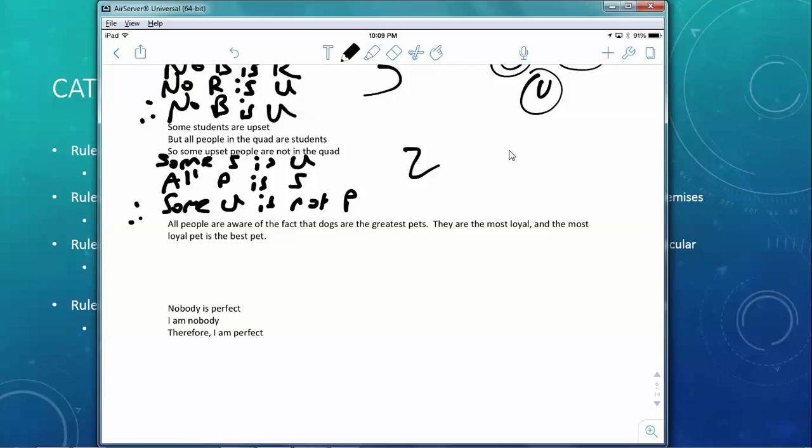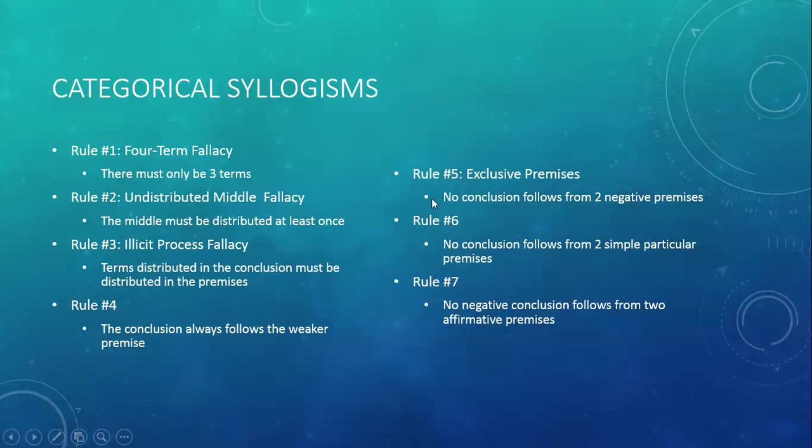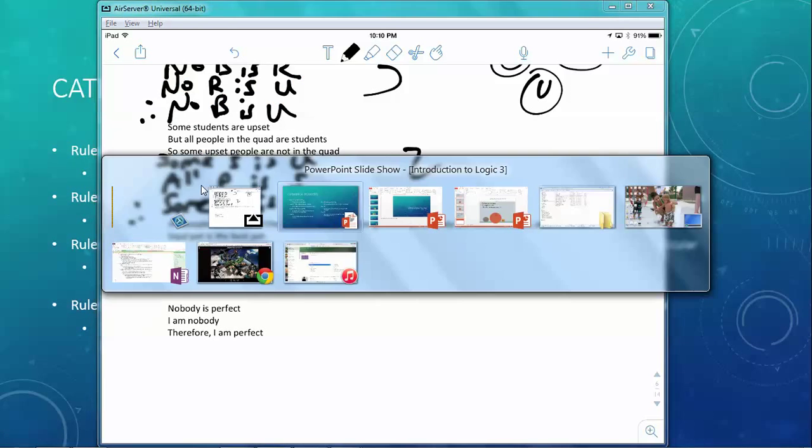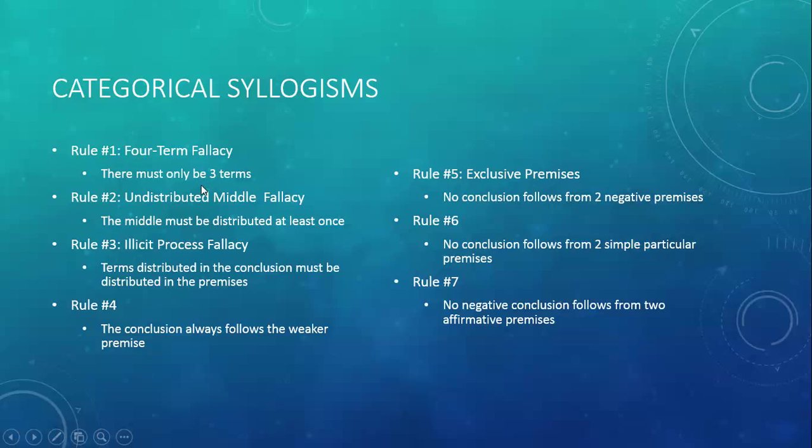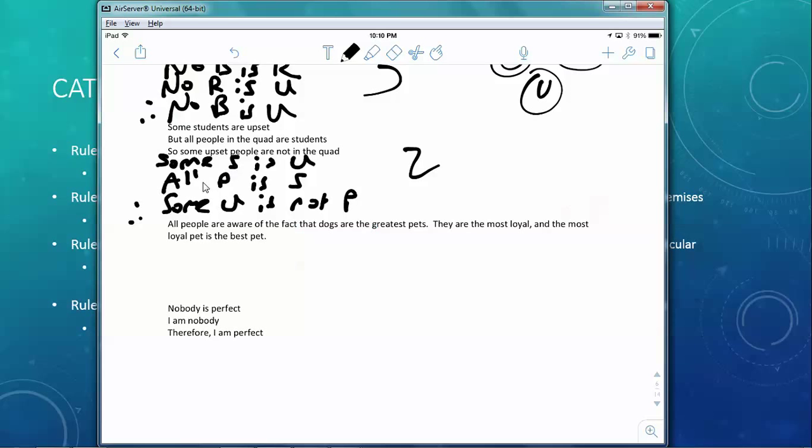Rule 4. What was it? Some's. Yeah, I have a some here and a some here, but I have an all, so I'm okay on that one. Oh yeah, the conclusion always follows the weaker premise. I have a some here, I have a some here, that's okay. No conclusion follows from two negative premises. I don't have any negative premises. No conclusion follows from two simple particular premises. I have an all here, so I'm okay. No negative conclusion follows from two affirmative premises. I have a negative conclusion down here and two affirmatives. So rule number 7 has been violated as well.